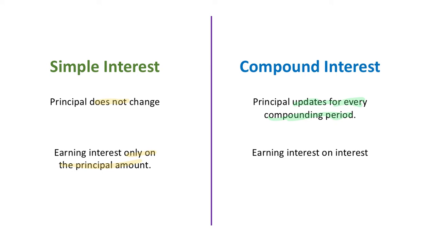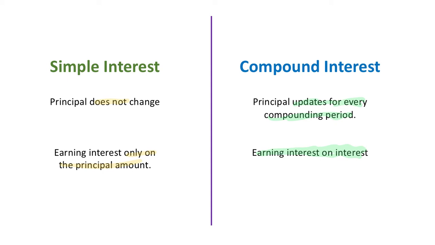So under compound interest, you are essentially earning interest on interest. So you're going to be earning more money, more interest under compound interest than you do under simple interest, because that starting amount, our principal amount, is always going to be increasing.